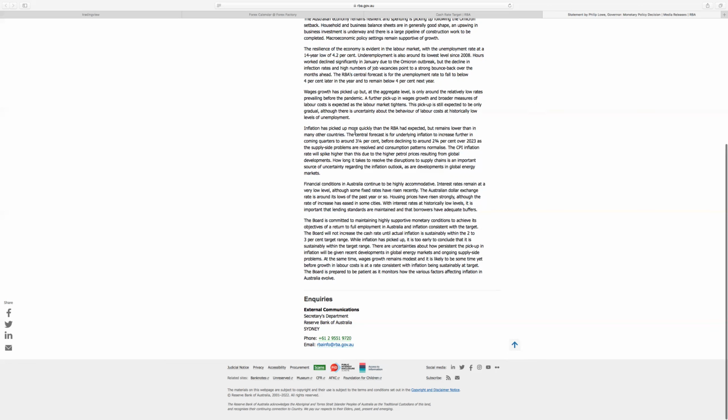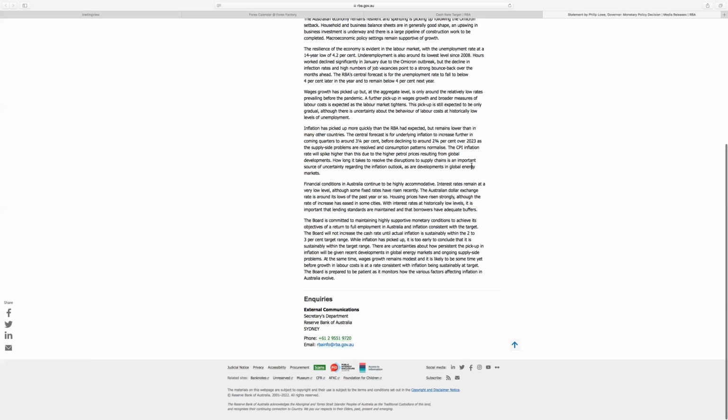Inflation has picked up more quickly. Here to follow up, the next article talks about inflation. Inflation has picked up more quickly than the RBA had expected, but remains lower than in many other countries. Central forecasts are for underlying inflation to increase further in the coming quarters before declining to around 2.75% over 2023 as the supply side problems are resolved and consumption patterns normalize. The CPI inflation rate will spike higher than this due to higher petrol prices resulting from global developments. How long it takes to resolve the disruption of supply chains is an important source of uncertainty regarding the inflation outlook, as are developments in global energy markets.